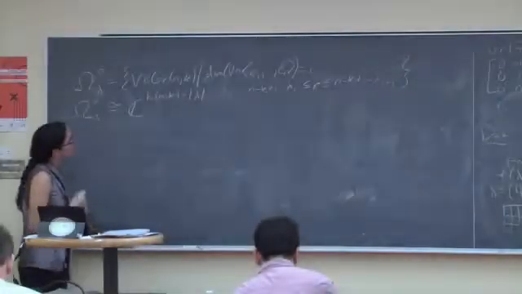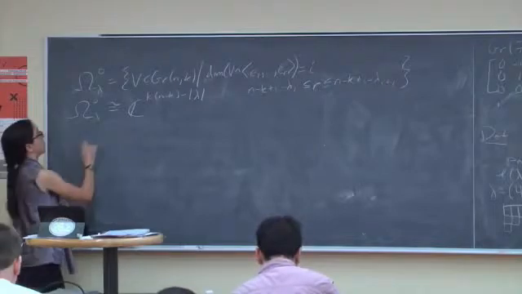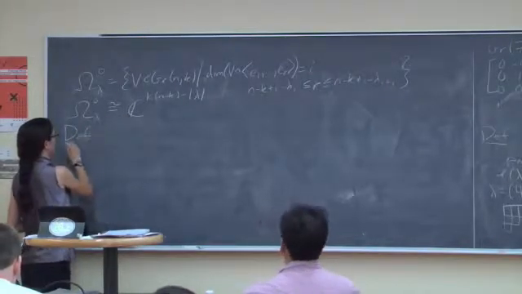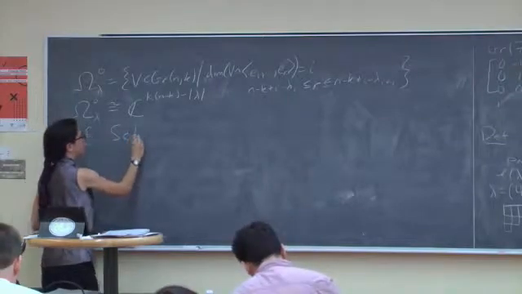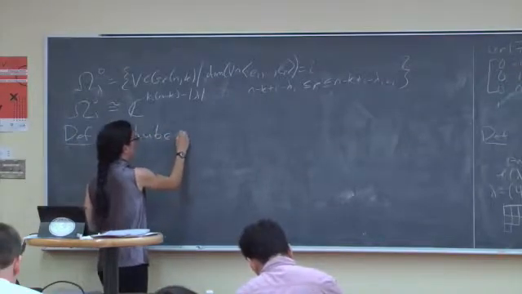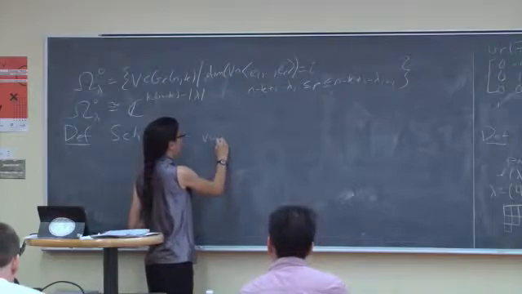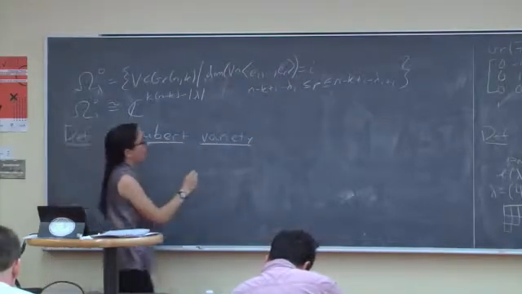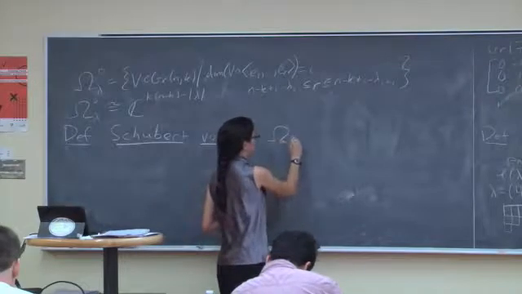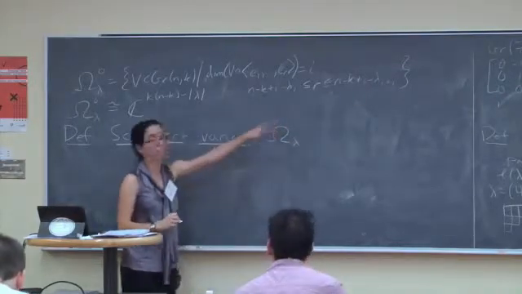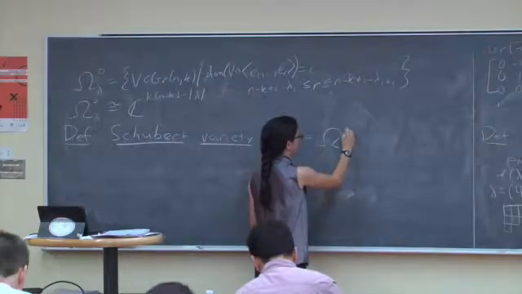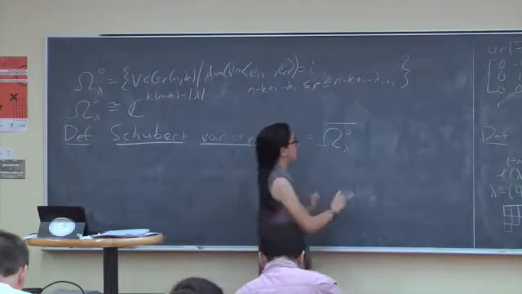And now, finally, we get to define Schubert varieties, which are the same dimension, but they're the closures. So here's the big definition. A Schubert variety, which I'm going to write as omega sub lambda with no circle, is defined to be the closure of the Schubert cell in the Grassmannian.